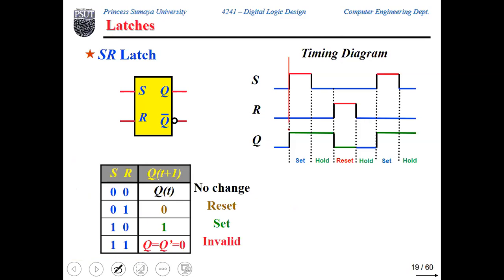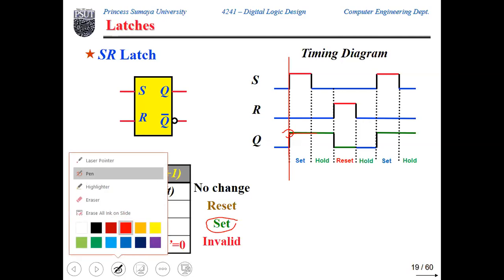Okay, the same thing goes on and on. At this instant of time, S is changed to 1 and R is 0. So what is meant by S1 and R0? What will happen to the stored value? Q will be set. So as soon as this input changed, what happened to Q? Q changed to 1. Okay, this is very straightforward. I changed S to 1, R to 0. So what is the effect on the stored value? It is set to 1 at this instant of time.